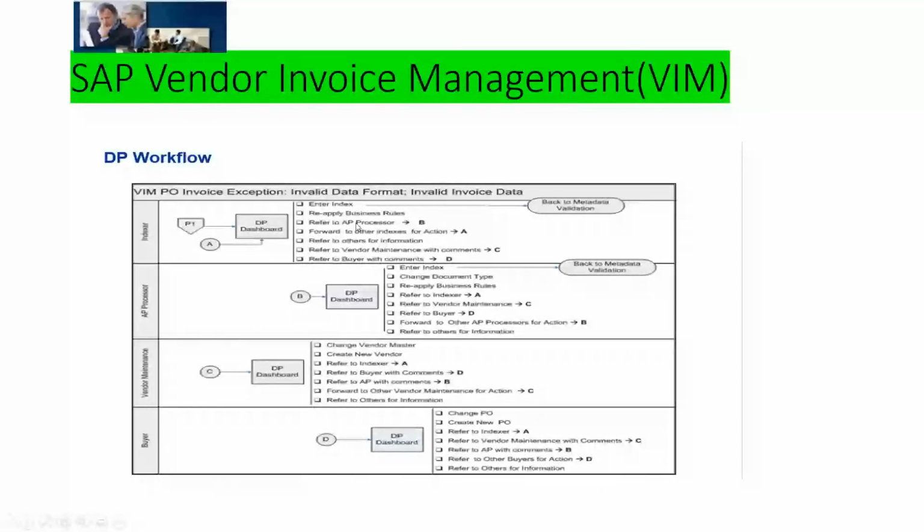So these are the processes being followed for the indexer, for the AP processor, and the vendor management buyer. For each of the roles, these are the roles in the system. There are different processes that need to be followed.